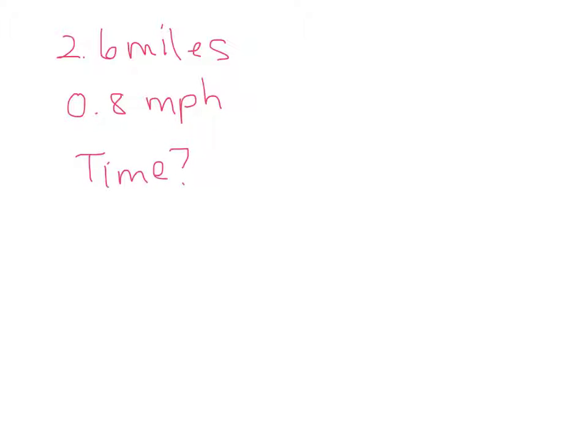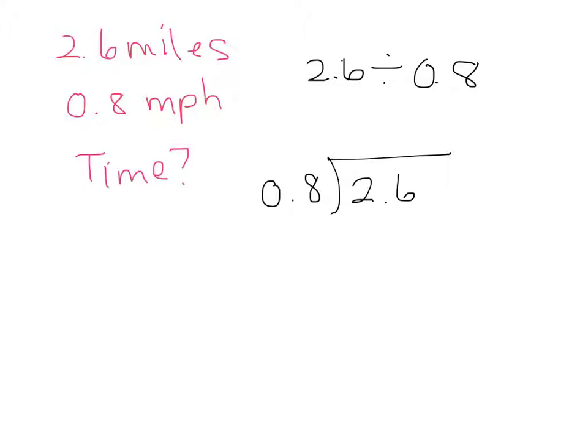To find the distance, you multiply the speed by the time, so you can find the time by dividing the distance by the speed. So if the distance in miles is 2.6, you're dividing that by the speed, which is 0.8. And if I'm going to use way 1, I put 2.6 in here, divided by 0.8 on the outside. Since they both have decimals, you're going to move this one over one place value, which is the same as multiplying by 10, and you're going to move this one over one place value, the same as multiplying by 10.